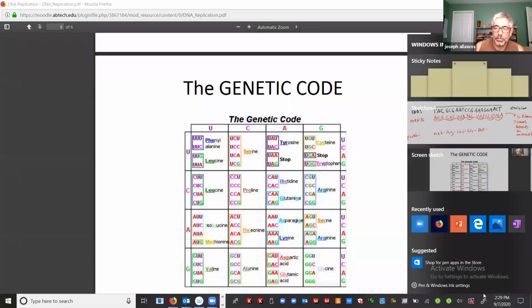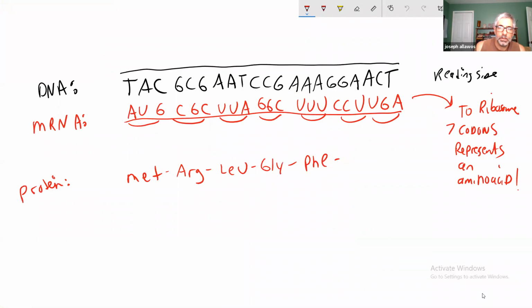So now we've built our amino acid chain: PRO, and then stop. Okay, so look what we've done. We used the messenger RNA codons to determine the sequence of amino acids in the protein. And where did that messenger RNA sequence come from? Well, it came originally from the DNA through transcription. Now, there's one last piece of the puzzle that I've got to tell you about.